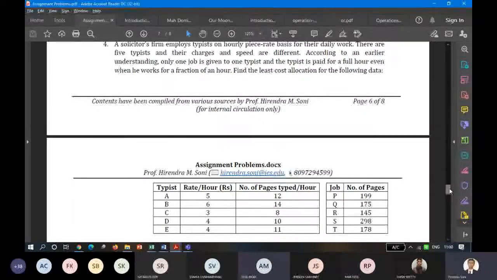Okay, that is number of pages typed per hour will tell you how many hours they will require. So if I am giving job P to typist A, so 199 divided by 12 will give you that many number of hours. अब यहाँ पर कैसा है कि वो बंदा अगर 4 hours 5 minutes के लिए भी काम करेगा, so he will get paid for 5 hours. Okay?